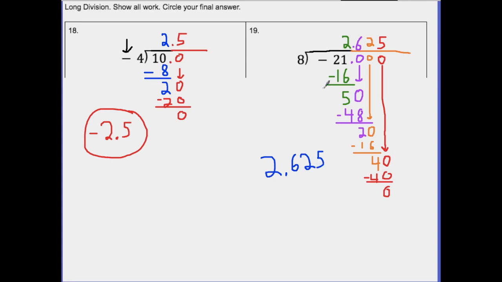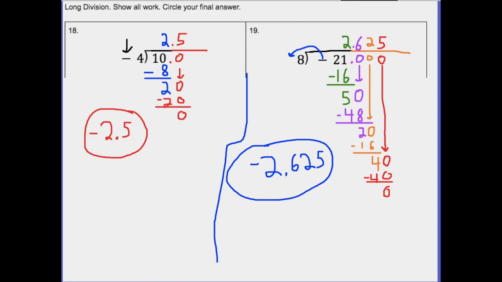And now look at your original question. Negative divided by positive. So I'm going to have a negative here. I'm going to circle it, make sure that we know it's for that problem, and we should be good to go. We showed all that beautiful work there.